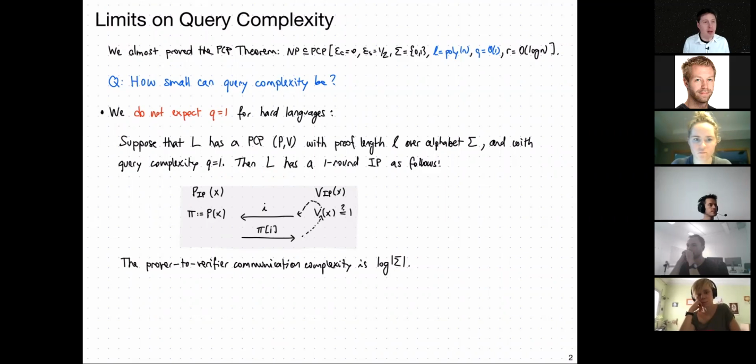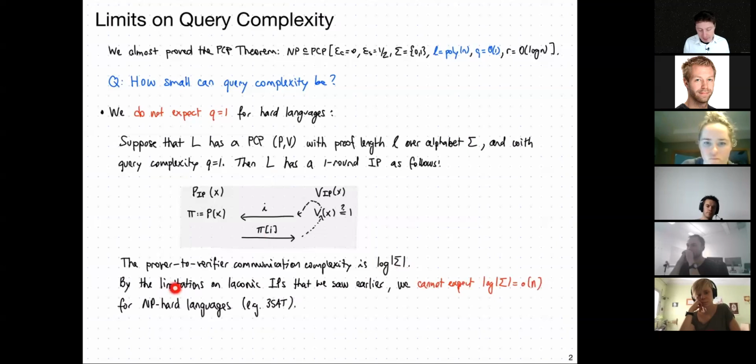And you might say, okay, so what? We've constructed a 1-round IP. Well, this is a 1-round IP where the prover sends a very small amount of information to the verifier, log sigma bits, right? So by the limitations on laconic interactive proofs, where the prover sends a small amount of information, that we saw last week or Monday, we cannot expect log sigma to be sublinear in the size of the problem or the size of the witness for NP-hard languages. If you remember, such a thing for 3SAT would, for example, contradict the exponential time hypothesis.